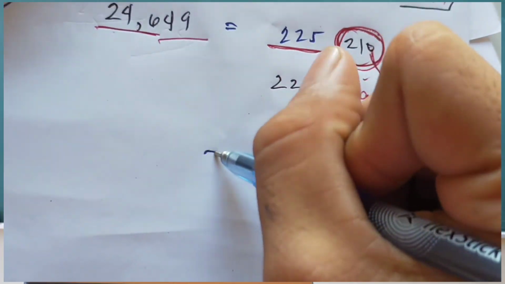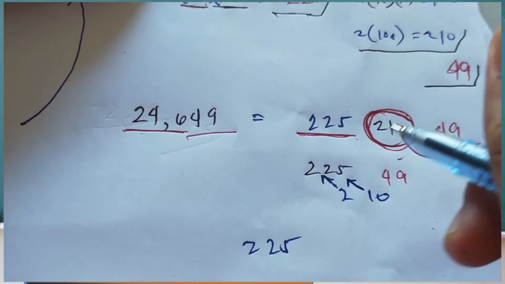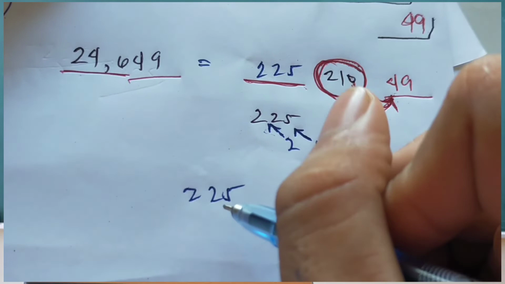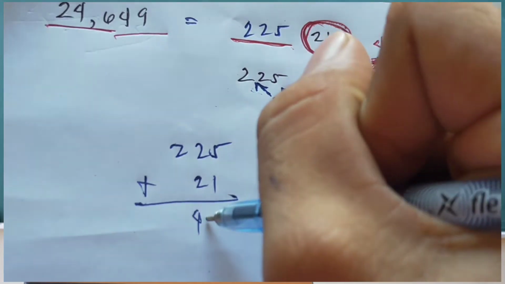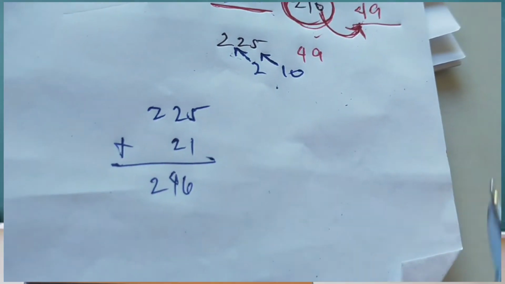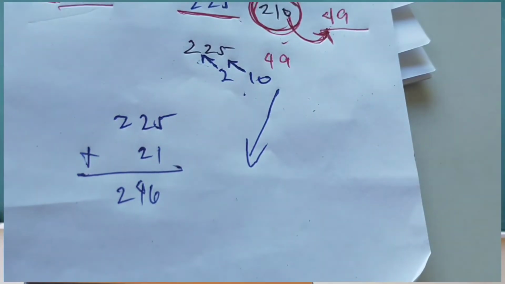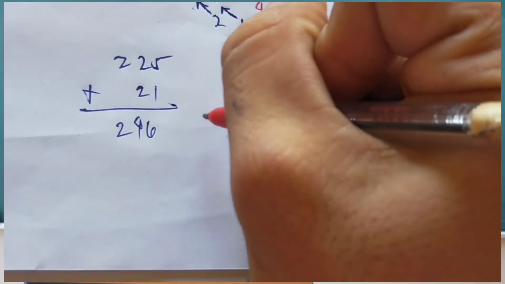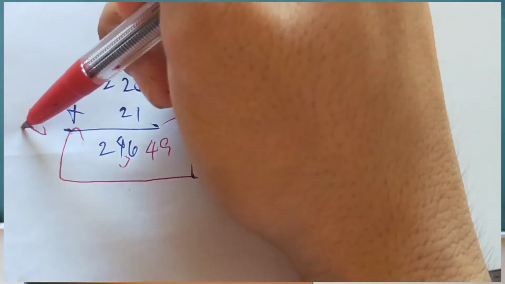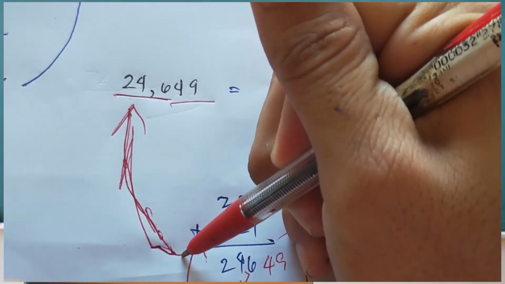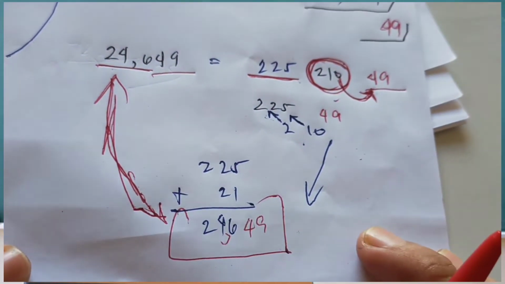In writing in order, so we have 225. You have to add these two numbers to these two numbers. That will be plus 21 is equal to 246. And then you have to tack on 49. So this will be the number. That will be equal to the number, right? So that will be the process in verifying our conjecture.